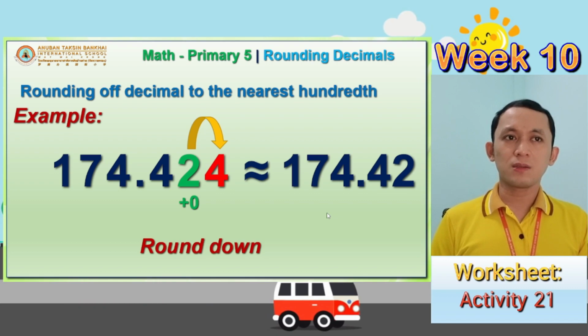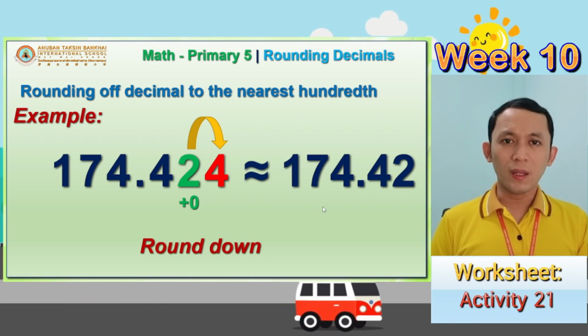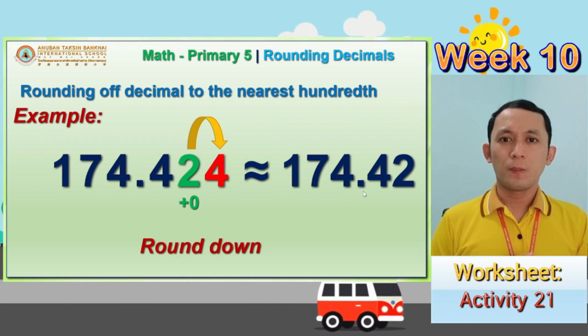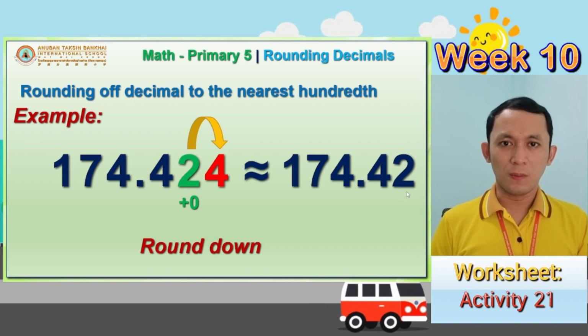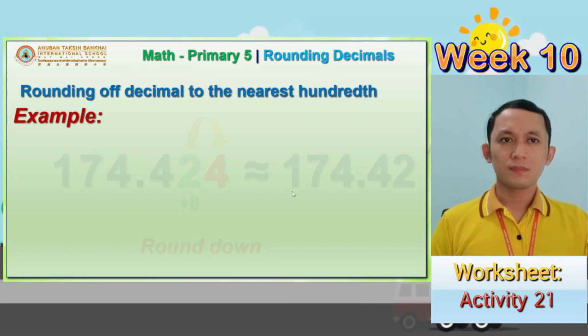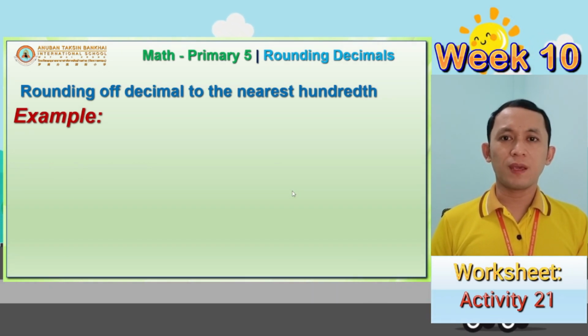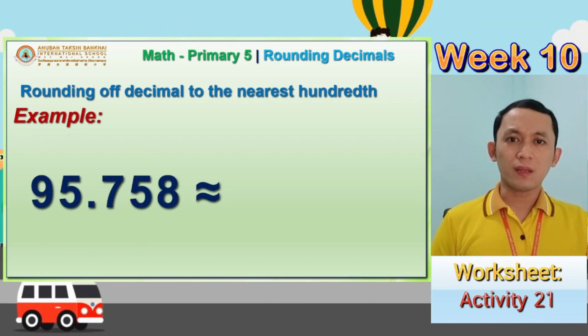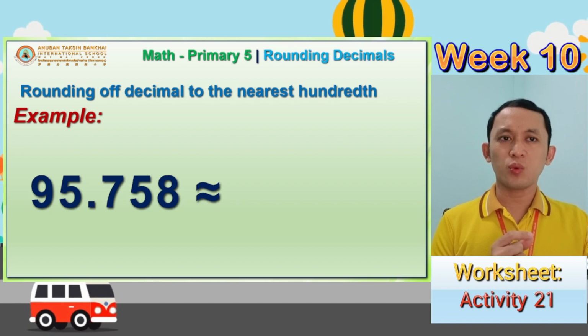174.424 is approximately equal to 174.42. Again, we round down our number. Next, we have here 95.758. The same. Let's check the number on the hundredths place.